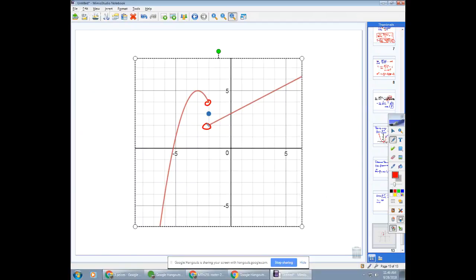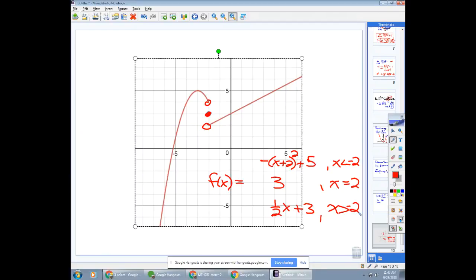And what I want to do here is I chose the function value to be the average of those 2 y values. That's my function. So writing that up, my function looks like this. F of x equals negative x plus 2 squared plus 5 if x is less than -2. I said the function is going to be exactly equal to 3 if x equals 2, and the function was going to be 1/2 x plus 3 if x was greater than -2. So that's the piecewise function I just drew there. It's got 3 pieces, a curve, a line, and a point.